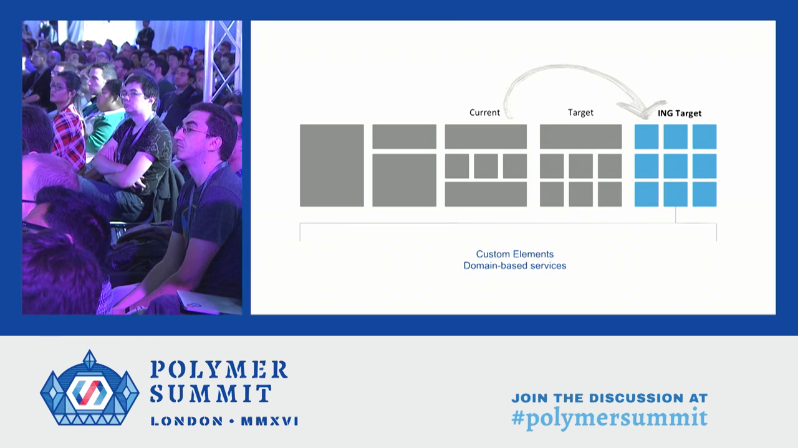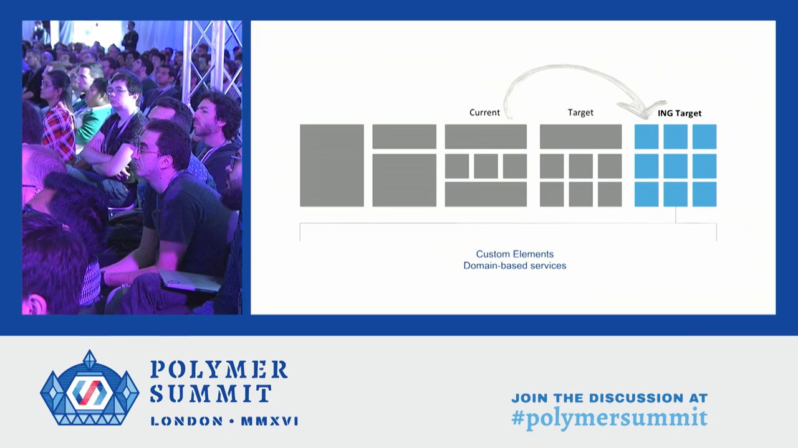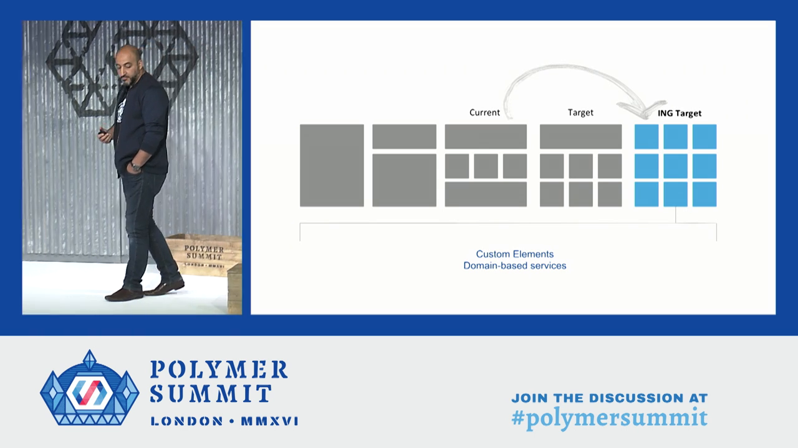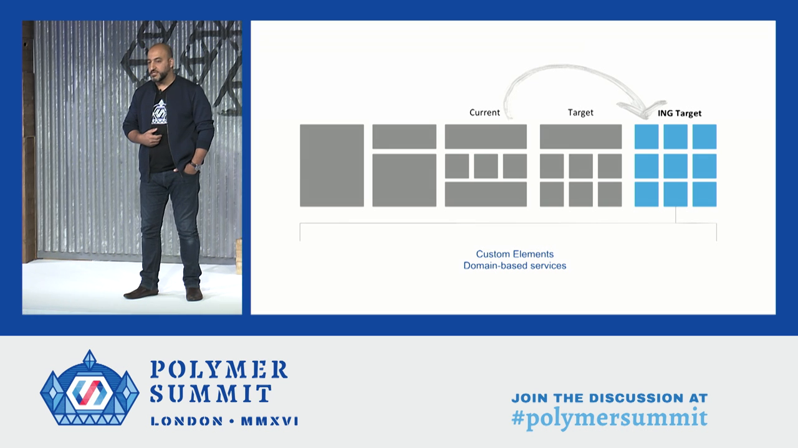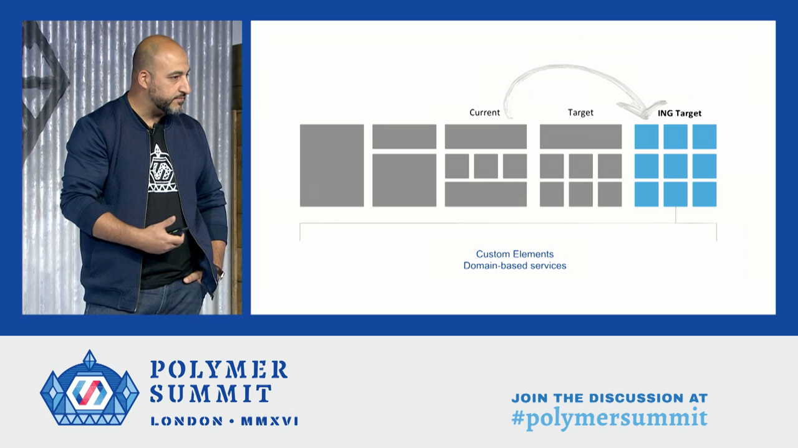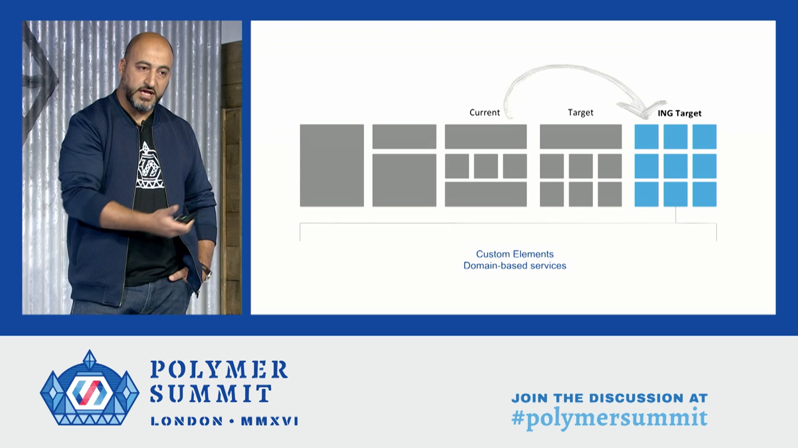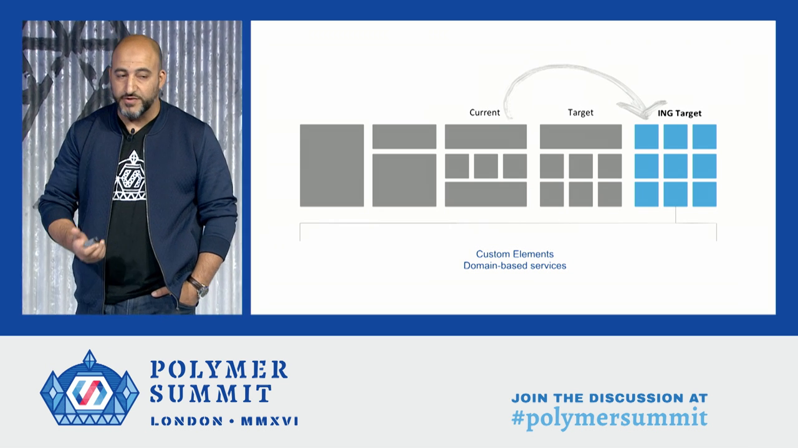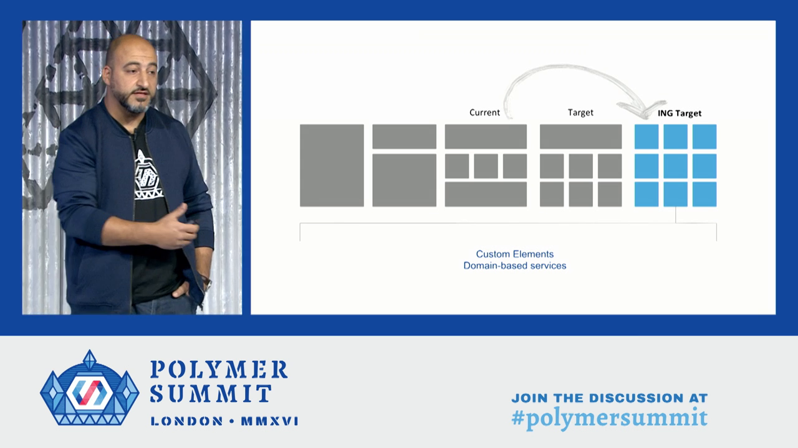We want to have custom elements with domain-based services at the back. And those domain-based services can be part of that custom element scope. And now it means when you ship a custom element to another team, it also comes with its APIs. Not only the APIs for component interaction, but also API for back-end interaction.